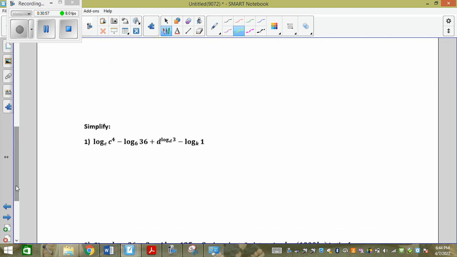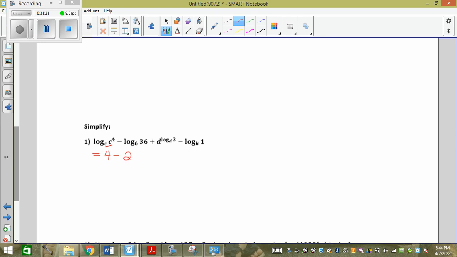So we're going to go to this one, and it's using all the rules that I talked to you about. So remember when I said you get log base c of c to the 4? When these are the same, the answer is just the exponent, so it's 4. Log base c of c to the 4, your answer is 4. Minus log base 6 of 36, you could type into your calculator. If not, you could say 6 to what exponent is 36? It's 2, so the answer is 2.